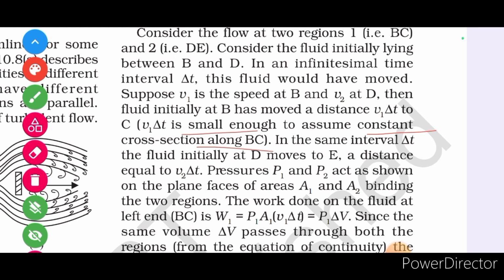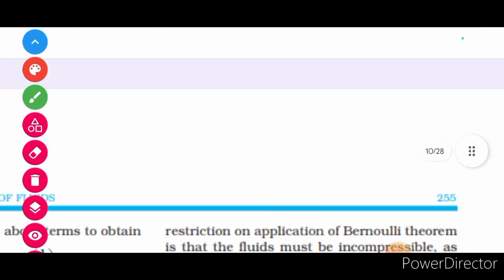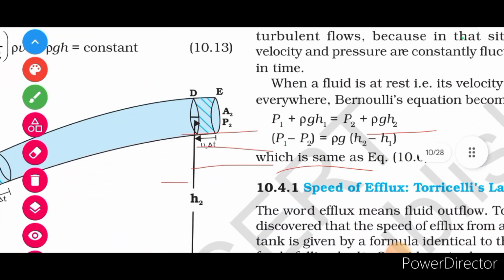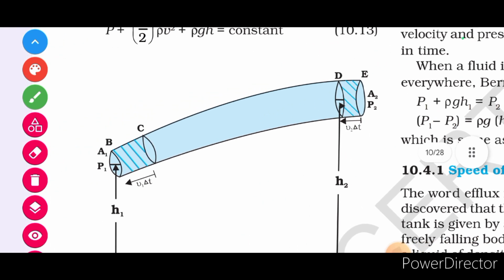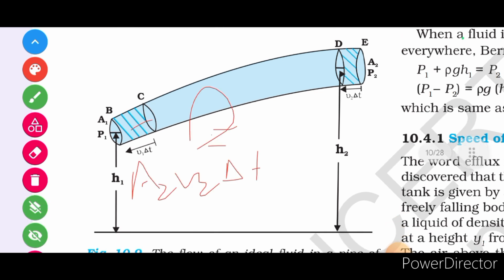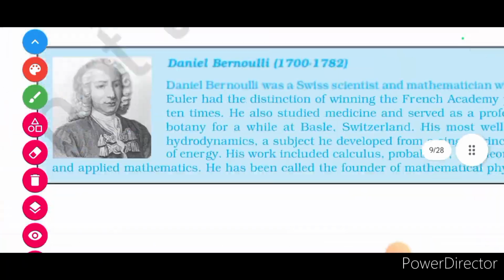In the same time interval delta t, the fluid initially at D moves to E, a distance equal to v2 delta t. In delta t, in this region the velocity is v2. So with v2 times delta t, how much volume will be swept? A2 v2 delta t. For the same time interval delta t, this much volume has been moved.